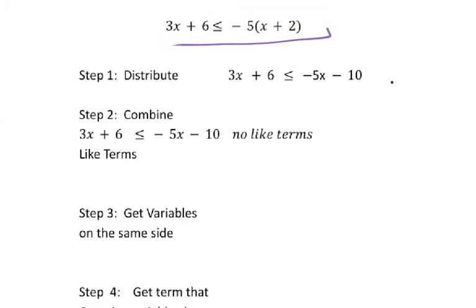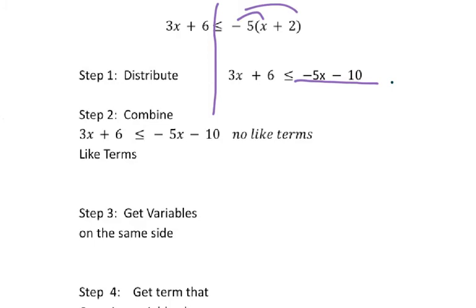So it's always a good idea to draw a line through your inequality sign. That separates your two sides because the first two steps you do on each side respectively. So since we have parentheses, we're going to distribute that negative 5 to every term inside the parentheses, and we get negative 5x minus 10.